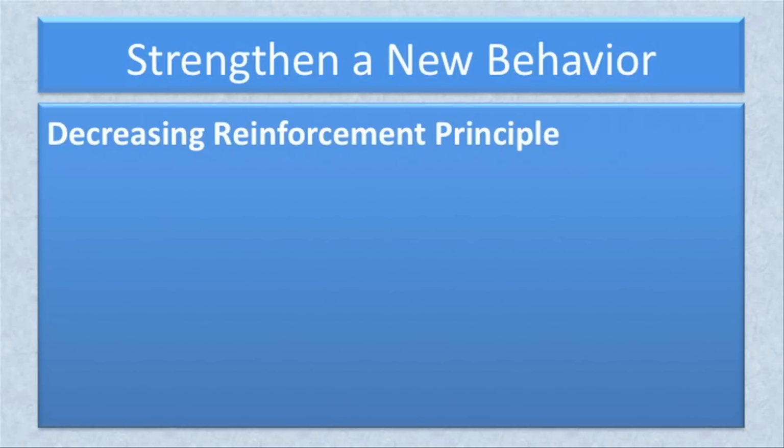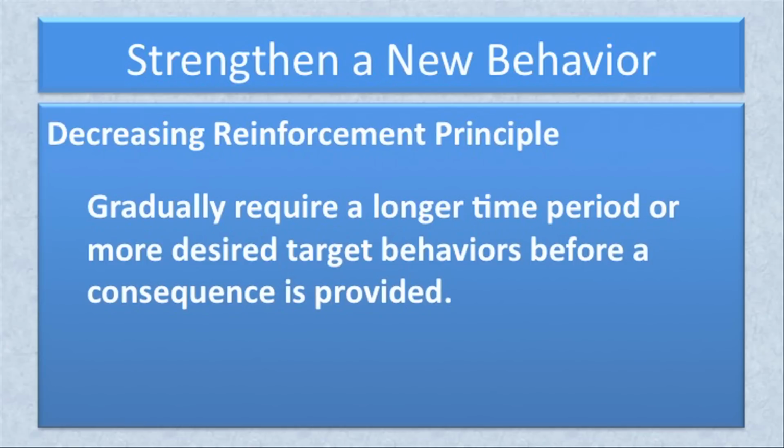There are two basic methods used when strengthening a new behavior. Remember that a behavior that is continuously reinforced will stop almost immediately when it is no longer reinforced. Therefore, once a behavior has been initially established, it is important to move to an intermittent schedule of reinforcement. The decreasing reinforcement principle states that you should increase the amount of time between opportunities for reinforcement if you're using a fixed interval schedule, or increase the number of target behaviors that must be emitted before reinforcement is provided if using a fixed ratio schedule.